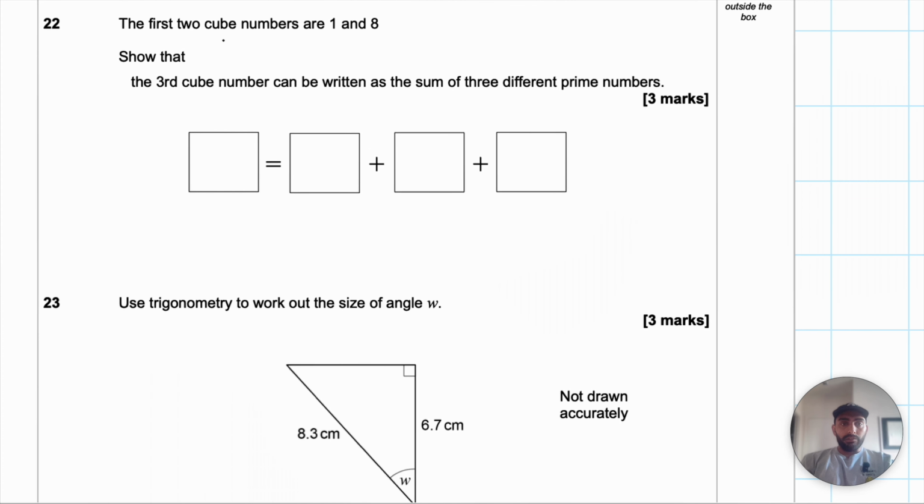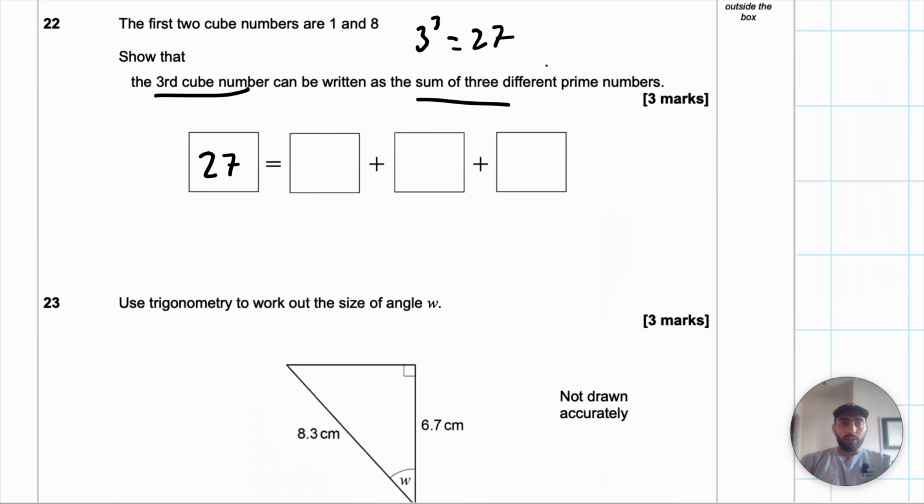Question 22. The first two cube numbers are 1 and 8. So 1 times 1 times 1 is 1, and 2 times 2 times 2 is 8. Show that the third cube number can be written as the sum of 3 different prime numbers. What's the third cube number? So that would be 3 cubed. 3 times 3 times 3. 3 times 3 is 9, and 9 times 3 is 27. So we're trying to say 27 is equal to 3 different prime numbers added up together.